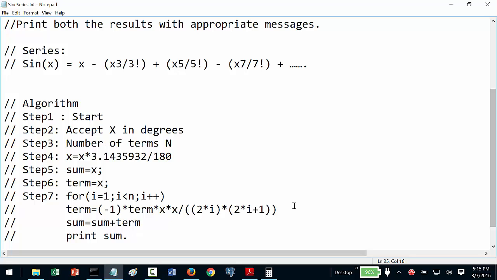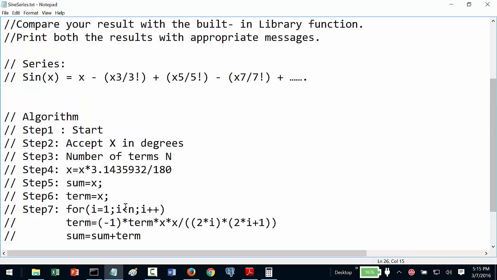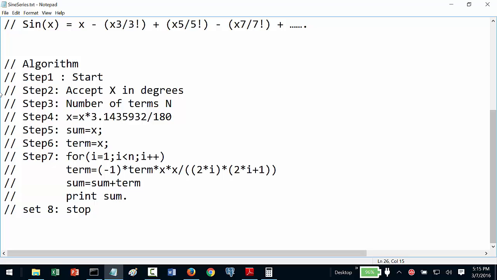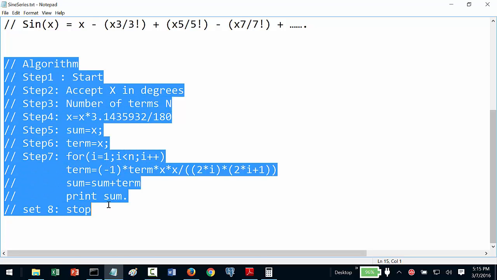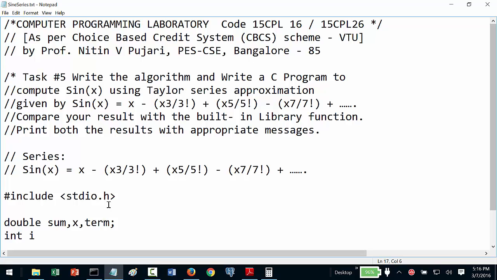Okay, so now what we will do is we will write the program. Hope you have understood this logic. It looks pretty simple. Of course, we'll have step 8 as a stop. Okay, please go through it once again so that you will be able to write down. So let me just start with the program. Hash include stdio.h. So I will take my double, my sum, my x. Okay, then I need also the term. These are my double. My I will be integer.